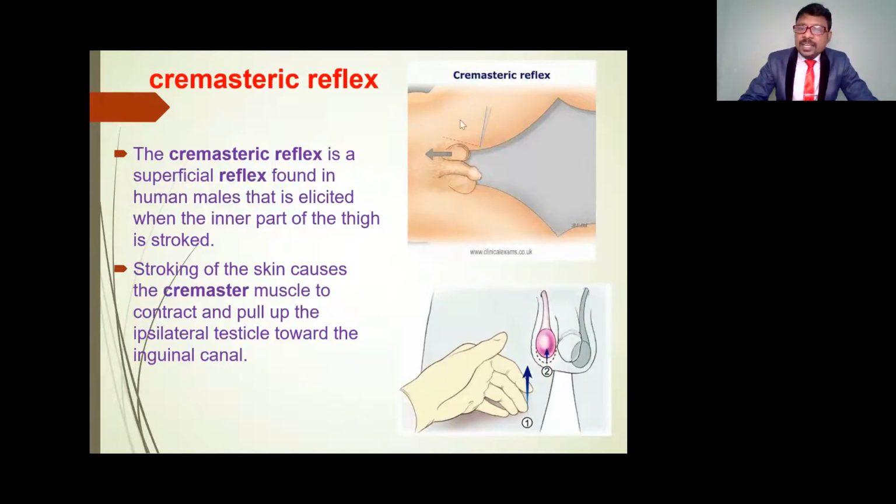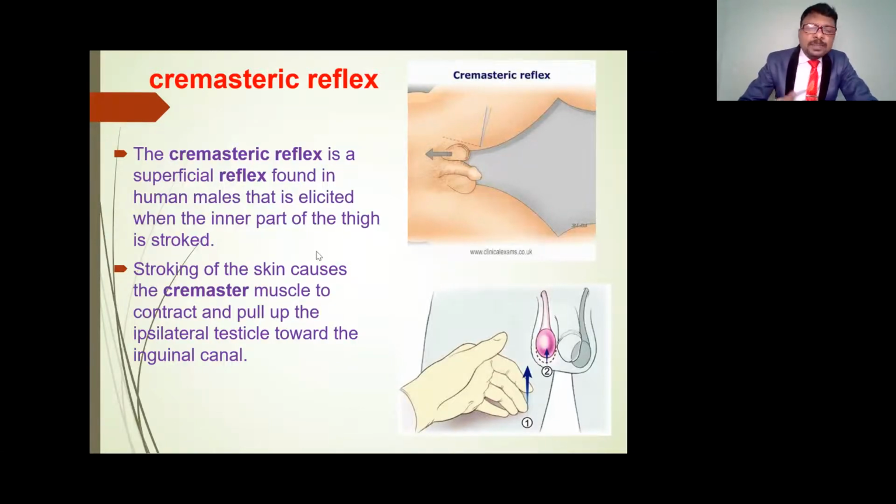For the cremastic reflex, we stroke the inner border of the thigh, near the male genital area, with a sharp object. What will be the response? This is the stimulus. The response in males will be that the testicle moves upwards, due to contraction of the cremaster muscle. This is the normal response. If there is no response, if the cremastic reflex is absent, it indicates the person still has spinal shock. So this is in male persons.